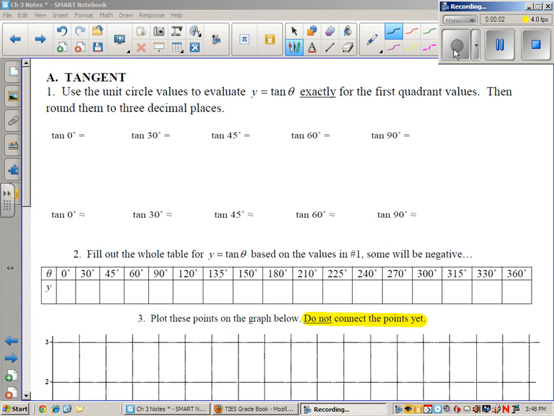All right, in this video, we're going to end up graphing our tangent graph accurately. We want to base this off of some of our unit circle values and find the exact values and then find the decimal values so we can plot them and see what a tangent graph looks like.